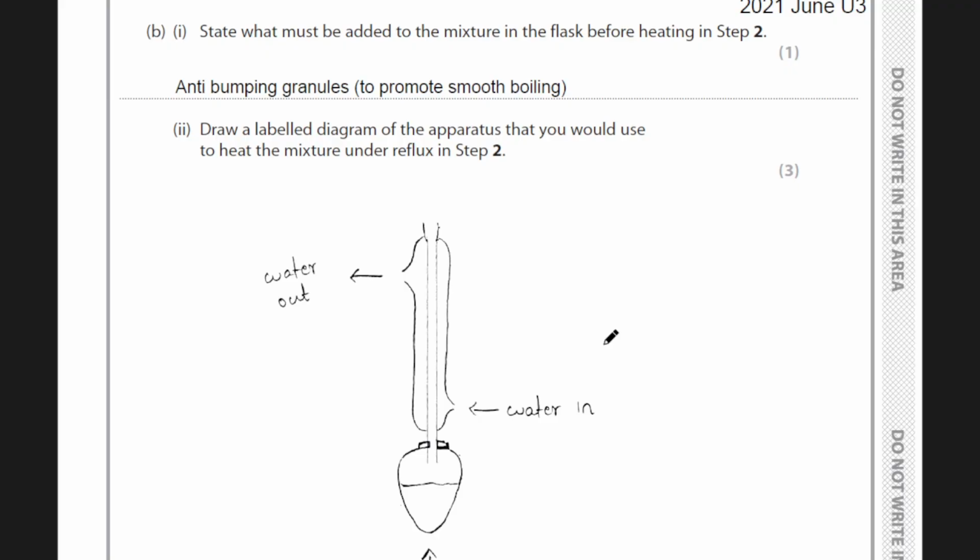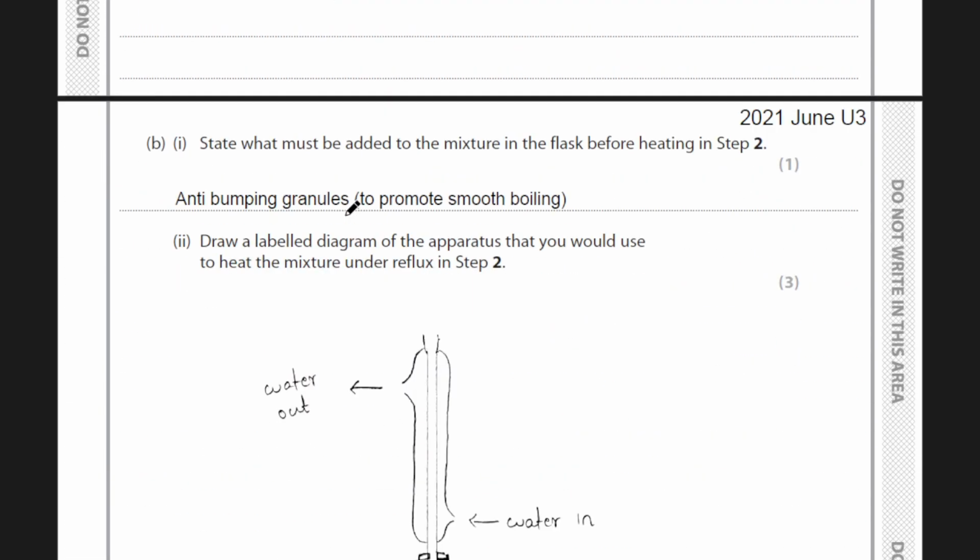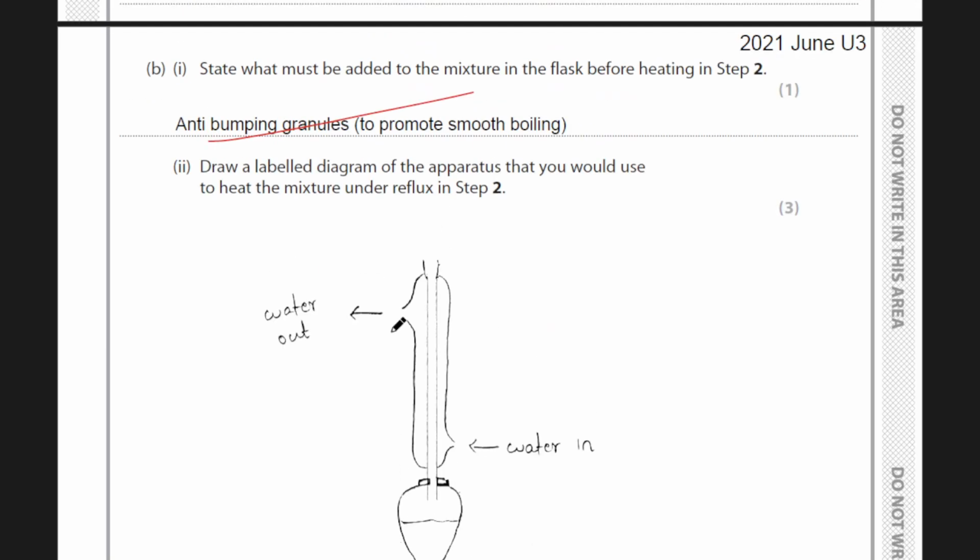Moving on, state what must be added to the mixture in the flask in step 2. All right, anti-bumping granules, right? In step 2 you can clearly see you need to heat the mixture in the flask under reflux for about 45 minutes. So to ensure smooth boiling, anti-bumping granules are very much necessary.